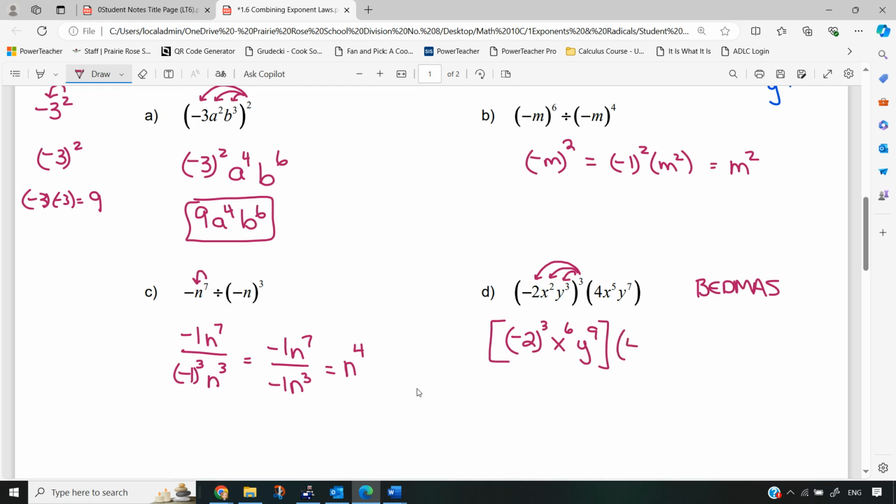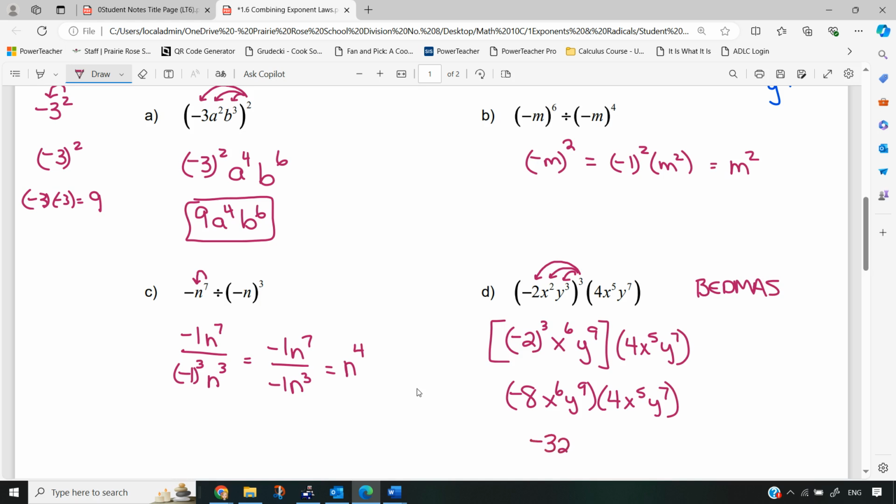And then we have 4x to the 5th, y to the 7th. So -2 cubed is -8, x to the 6th, y to the 9th. That's all simplified. And then 4x to the 5th, y to the 7th. Now I've taken care of the exponents, I'm moving on to multiplying. So I'm going to multiply my coefficients. -8 times 4 is -32.